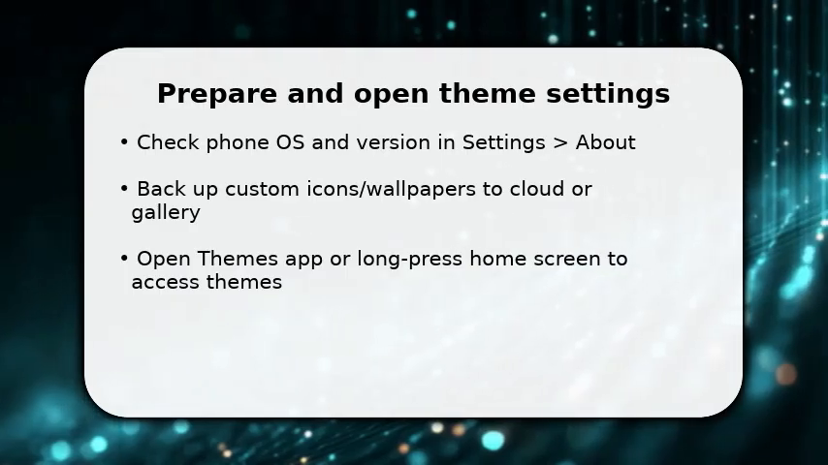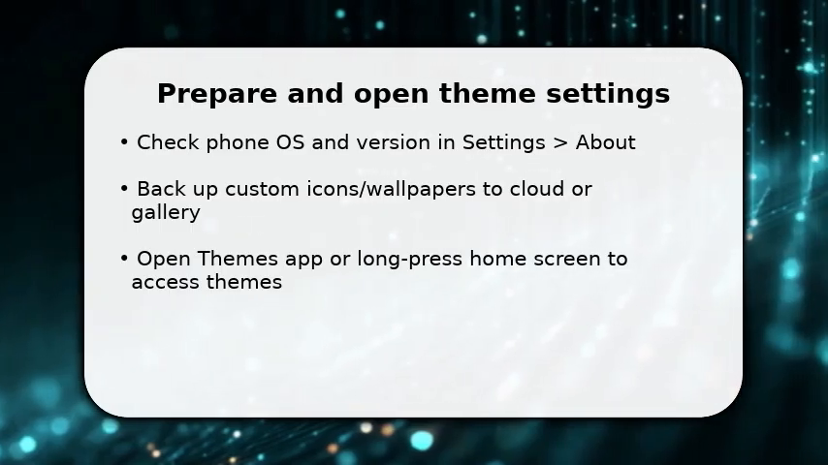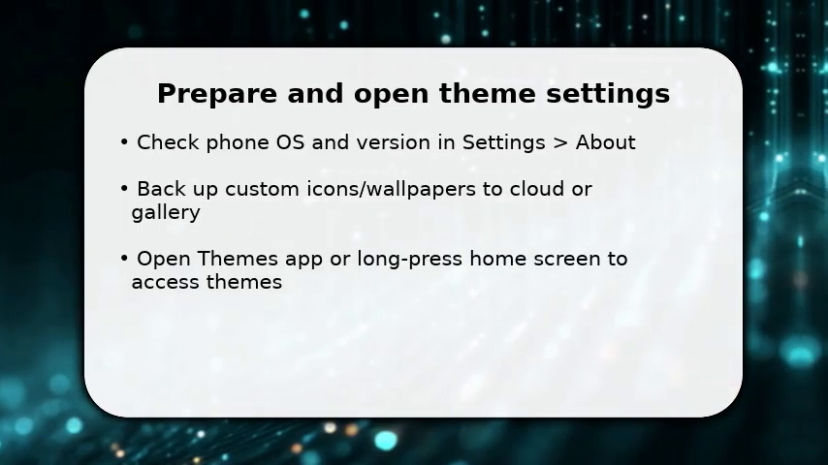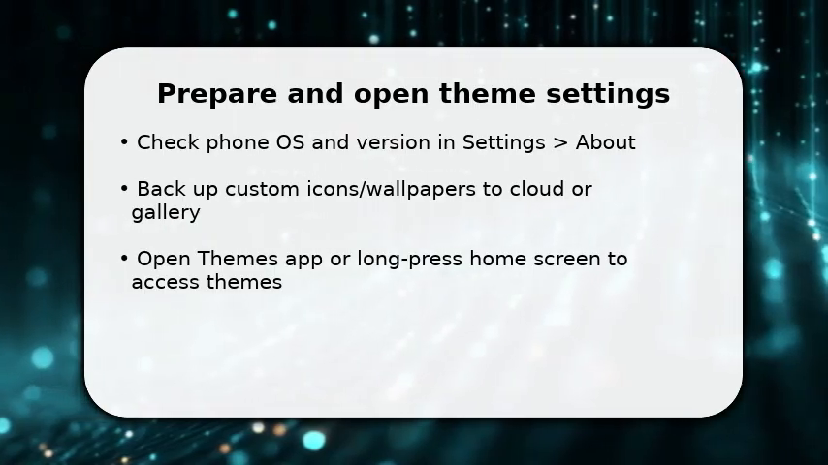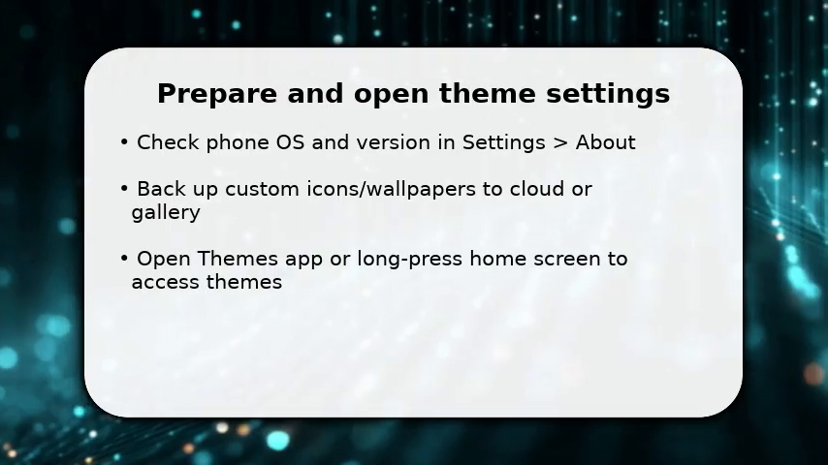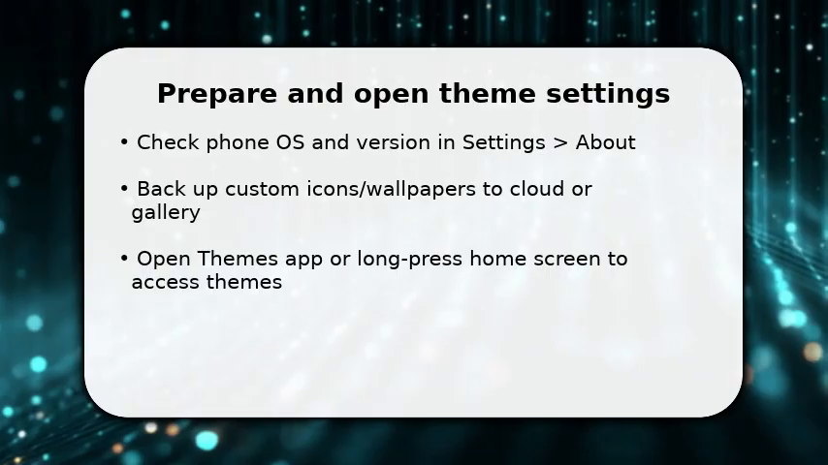You start by confirming your OS and backing up any custom assets so you can restore them if needed. Open the Themes app or long press the home screen to enter theme controls. This is where applied themes and downloaded packs live. Once inside, review active theme previews and note the name of the one currently applied.